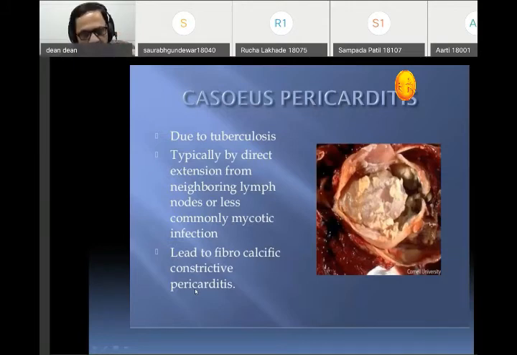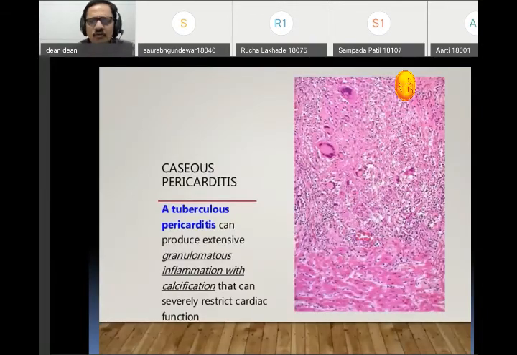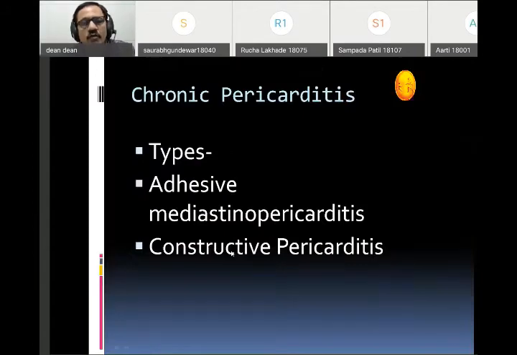So these are the five main types of acute pericarditis. Microscopically, you will never forget this. These are the typical ones. This is caseous tuberculosis. You can see these are the epithelioid cells. These are the Langerhans cells. This is the myocardium, and these are the chronic lymphocytic infiltration. So this is a characteristic feature of caseous type of pericarditis.